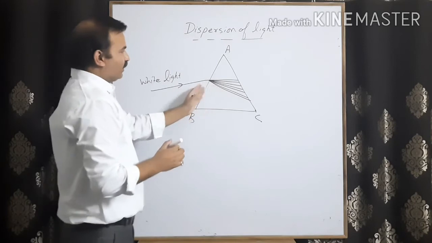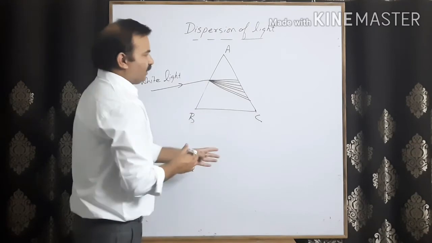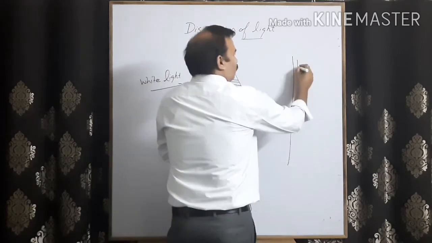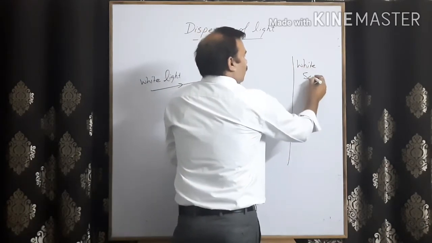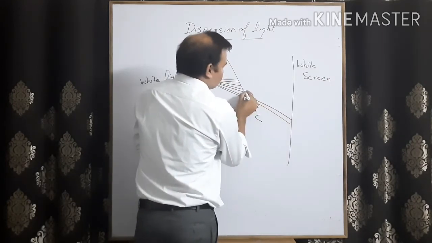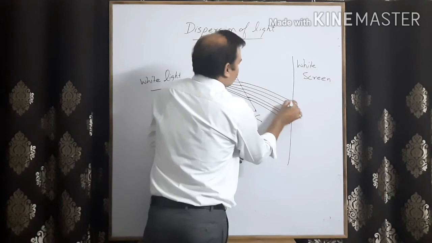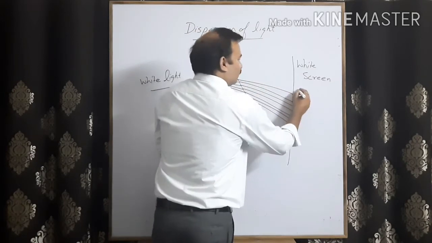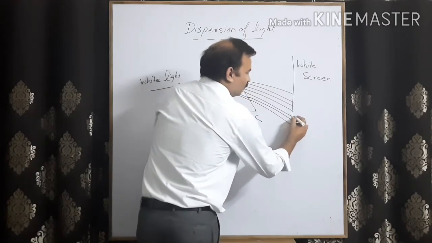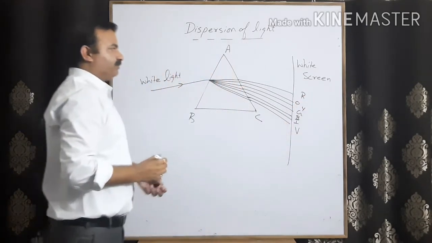Now all these 7 colors have different speeds, so they all move with different speeds, and as a result, if we put one white screen over here, all the 7 colors we will see over this. And these 7 colors, if we start from the lower, are violet, indigo, then blue, green, yellow, orange and red.